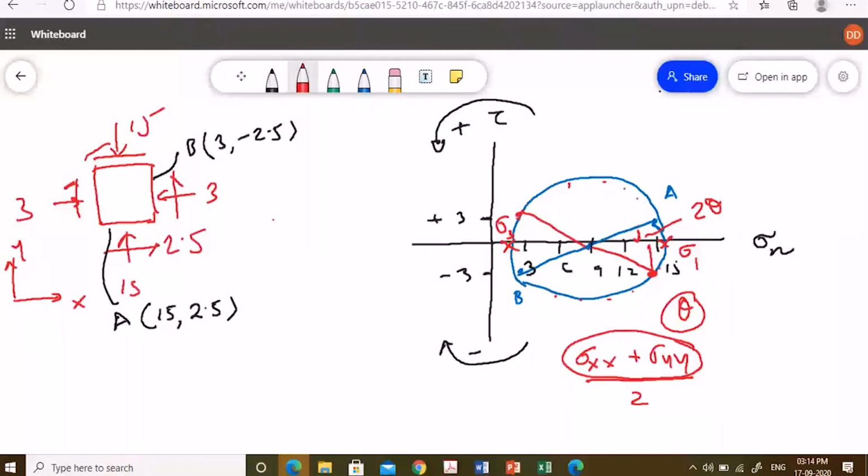Okay, you can manipulate it, and it will come as tau xy square minus sigma xx into sigma yy. So that you can manipulate. You know the radius here. The radius r is nothing but the square root of 1/4 of (sigma xx minus sigma yy) square plus tau xy square. This is the radius.